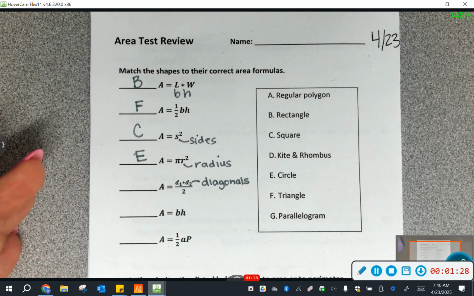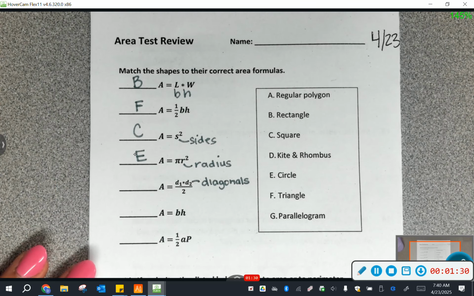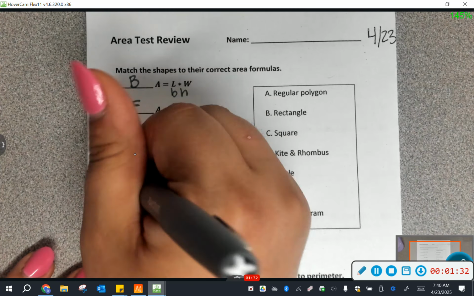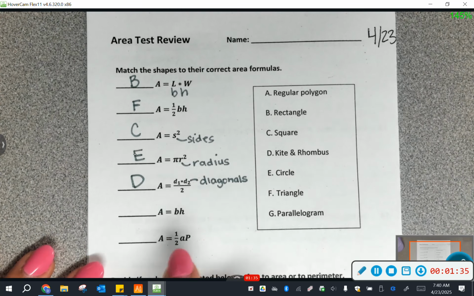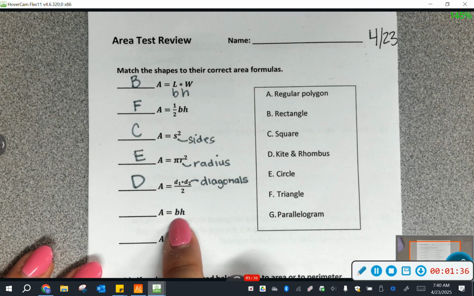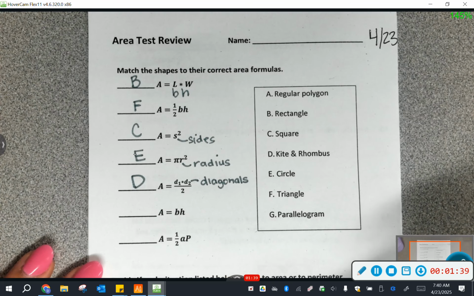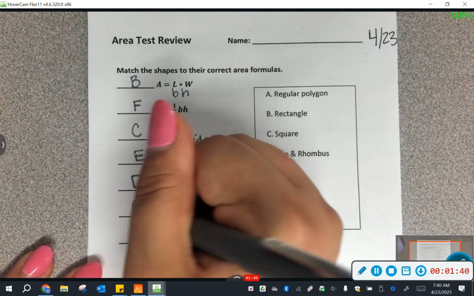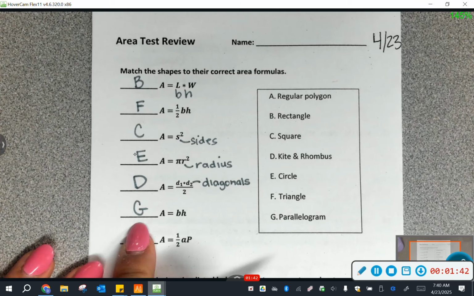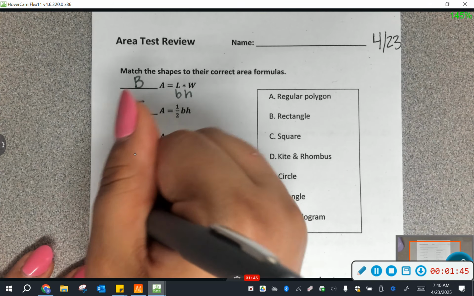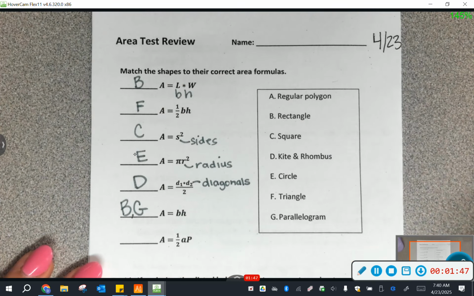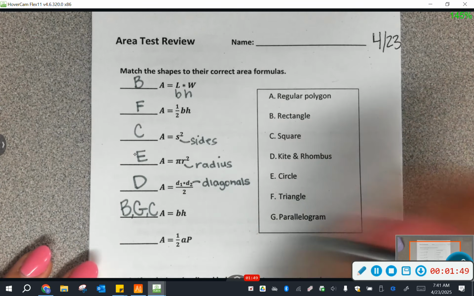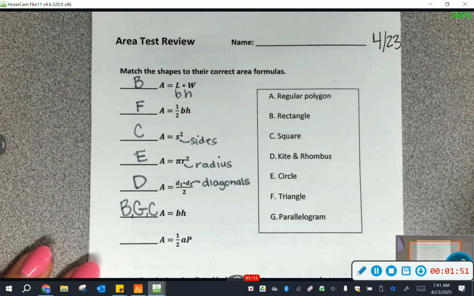And what does B and H stand for? Oh, by the way, diagonals, that's a kite and a rhombus. Base times height, I feel like I don't need to write that down, but make sure you know that. I'm going to give that one to G. If you put B right here, you're still right. So honestly, we can put both of them, B and G. And C, it's also a square. Any of those work.